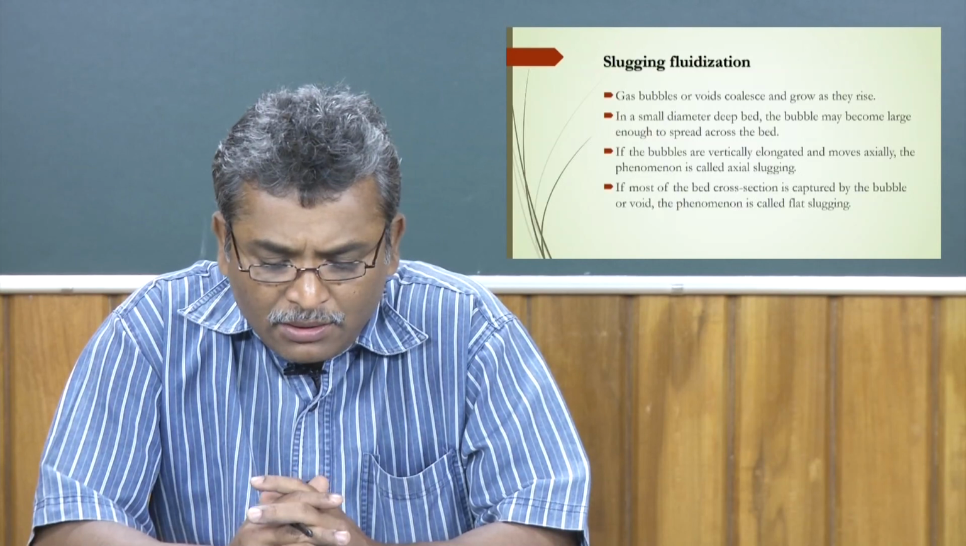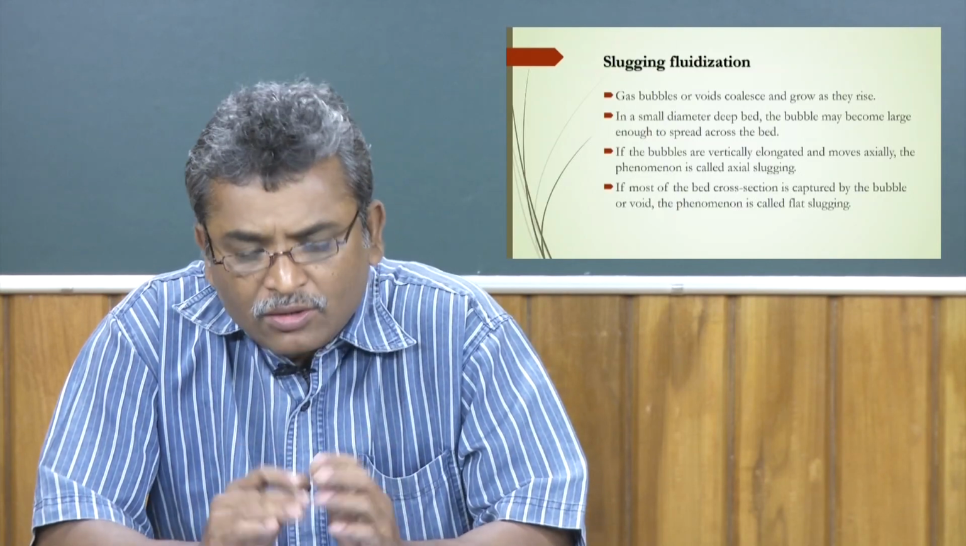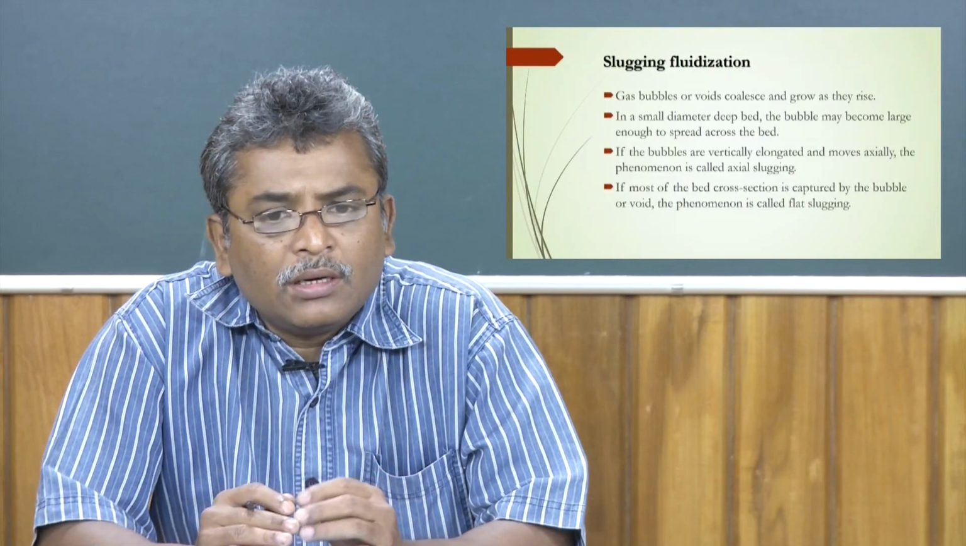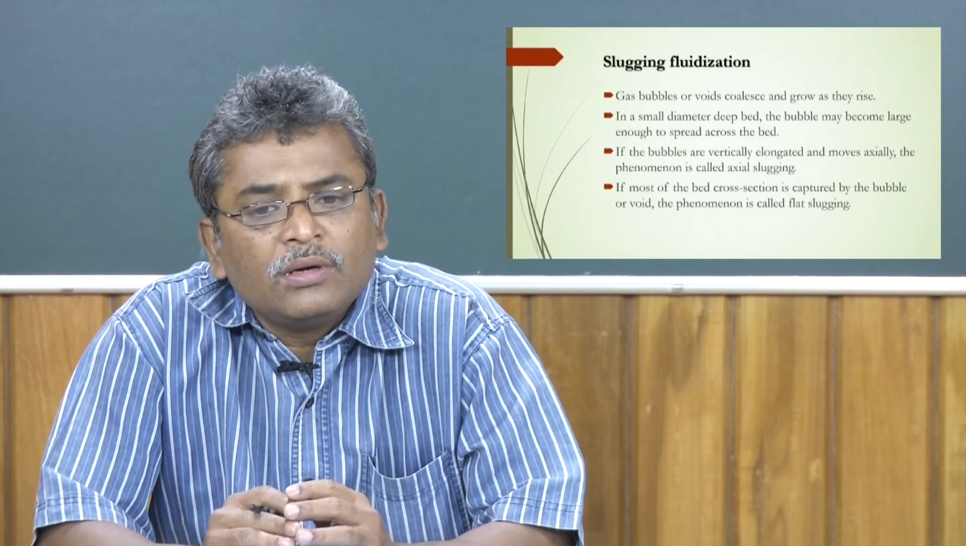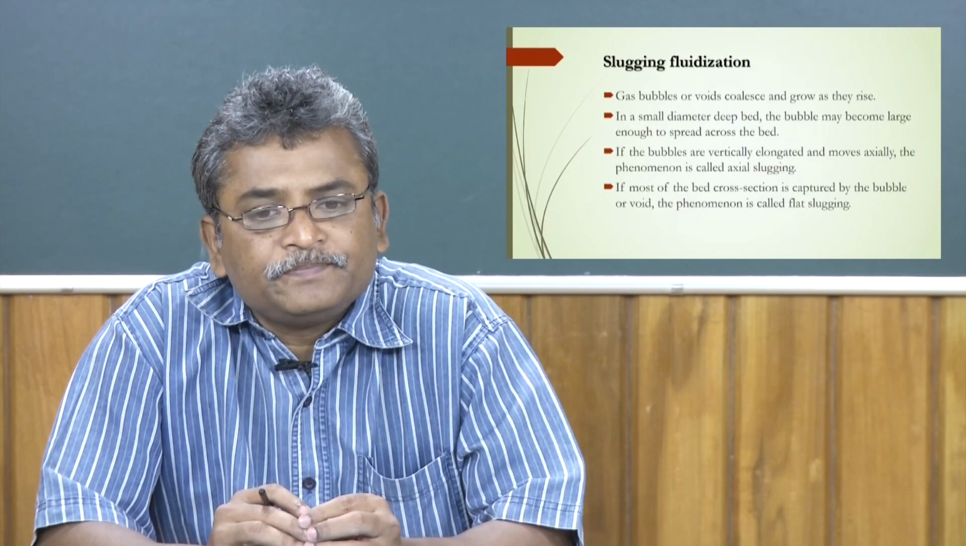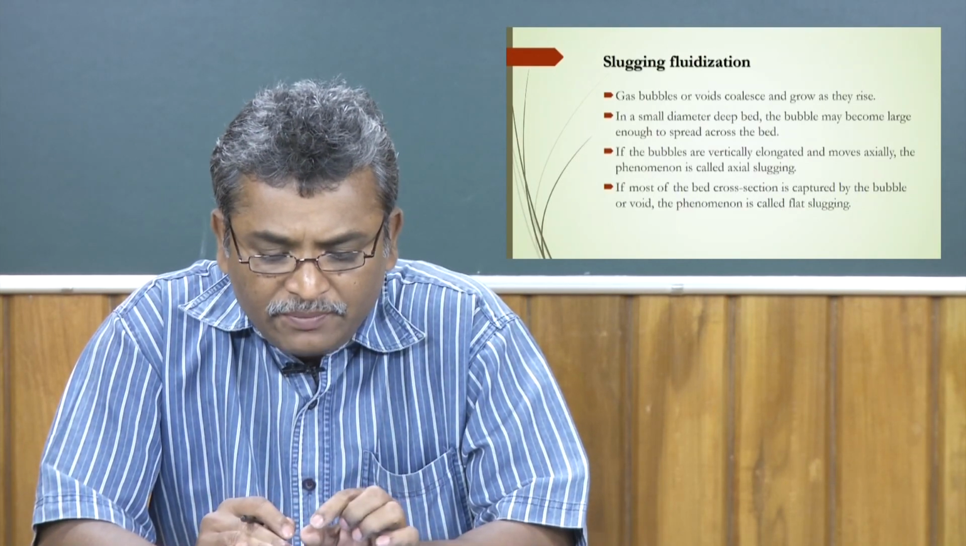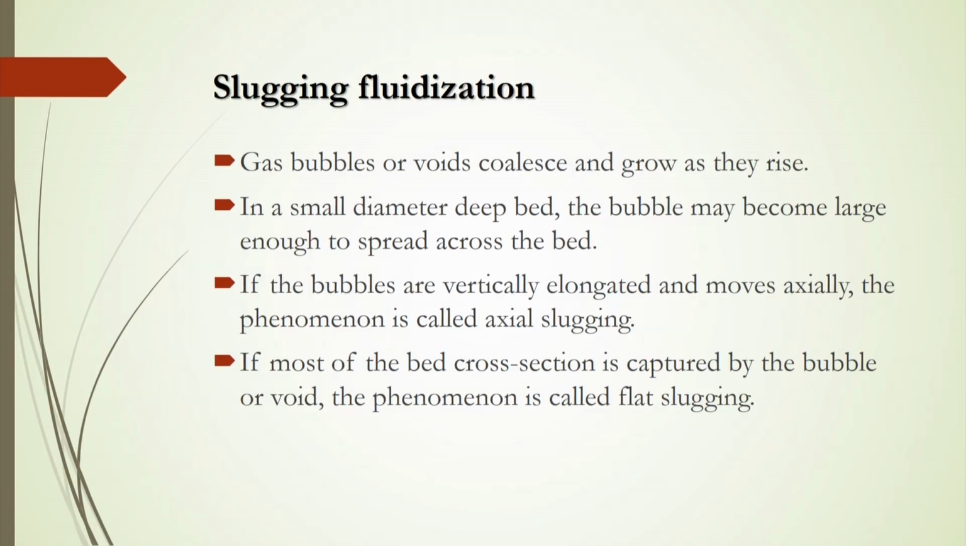If most of the bed cross section is captured by the bubble or void, the phenomenon is called flat slugging. Axial slugging means the bubbles are vertically elongated, whereas in flat slugging the bubbles are horizontally elongated, and they occupy most of the cross section of the bed.